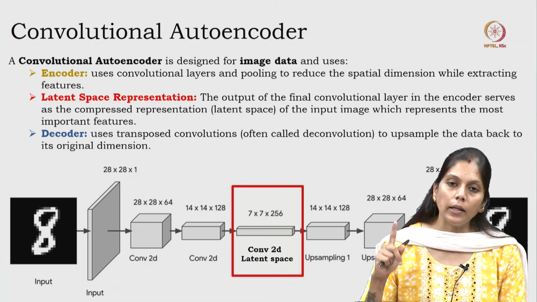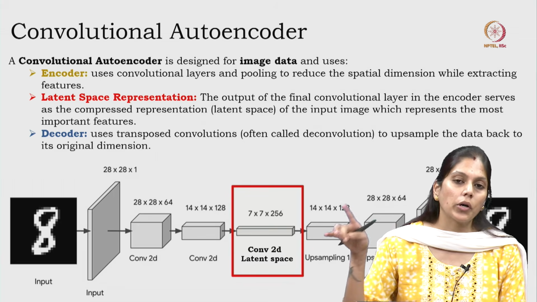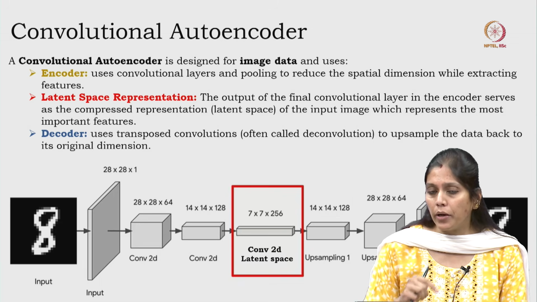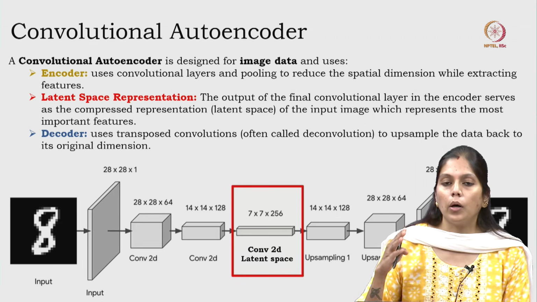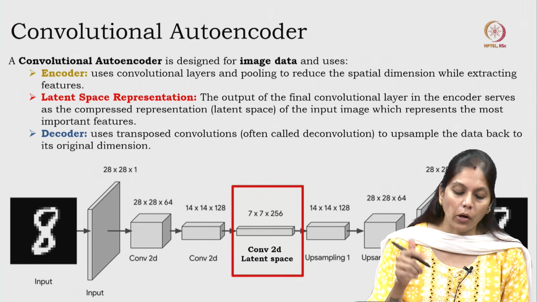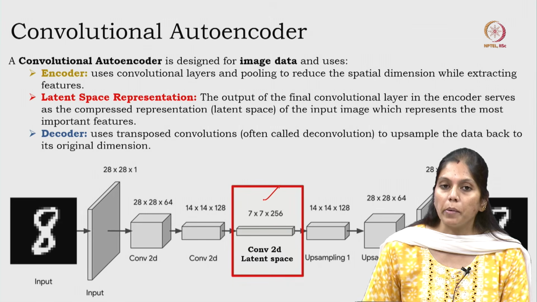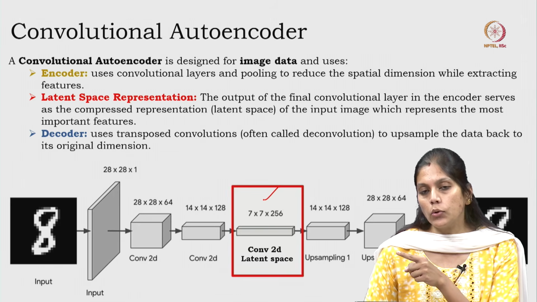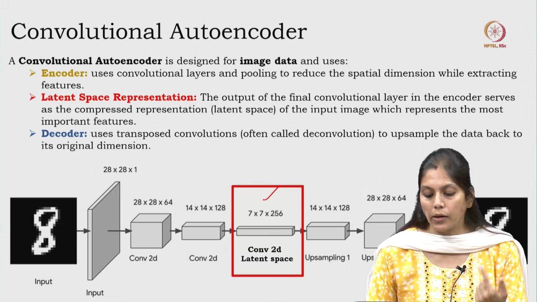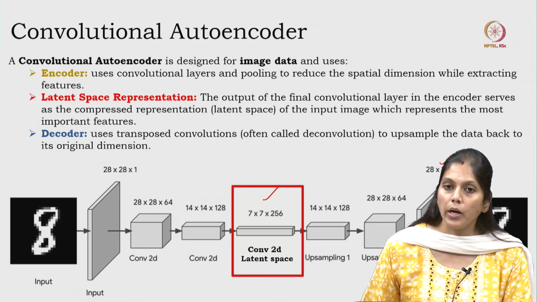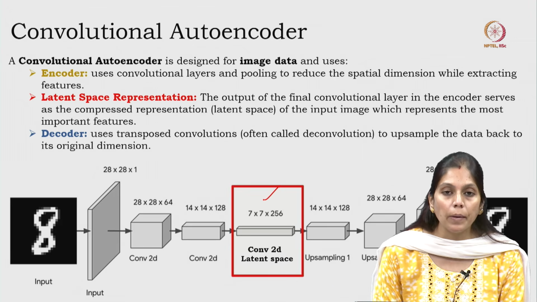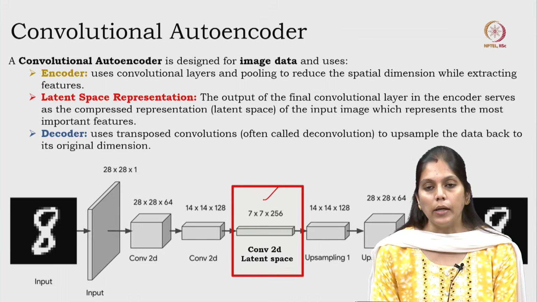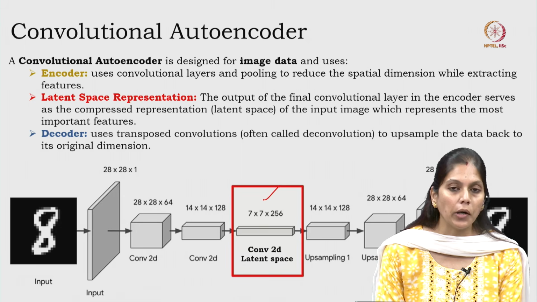Because ultimately the aim of a decoder is to reconstruct the data back. So which means if our input is of dimension 28 cross 28 cross 1, the latent space will definitely be of smaller dimension. Here you see the latent space is of 7 cross 7. So when you pass it to a decoder, the decoder has to reconstruct back. So which means it has to give back 28 cross 28. So the decoder has to do an upsampling of data so that it will match the original input.